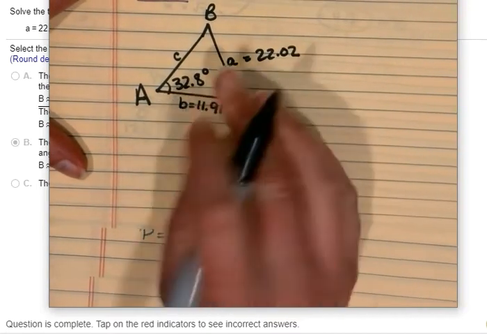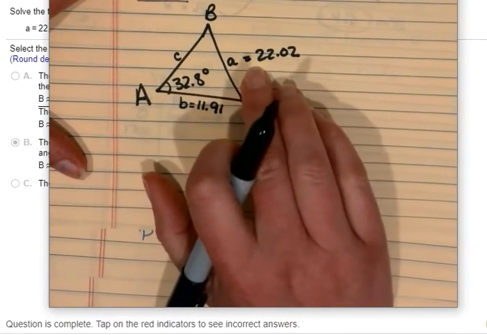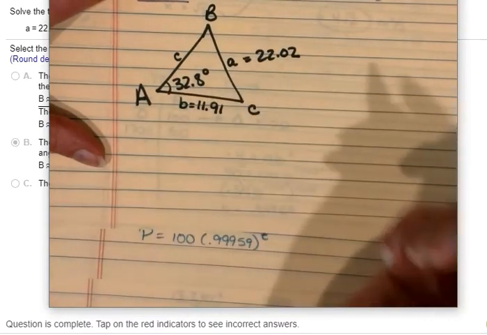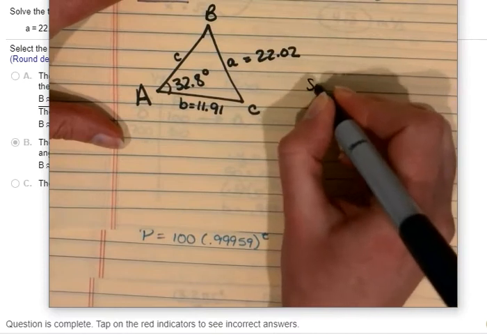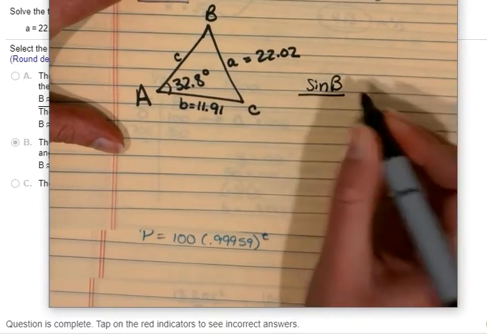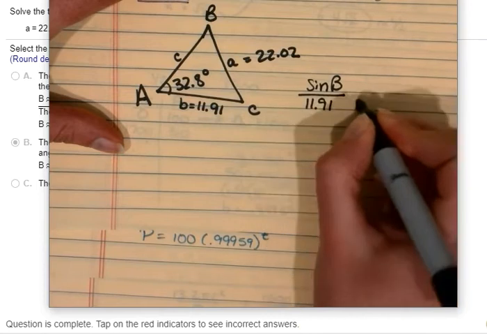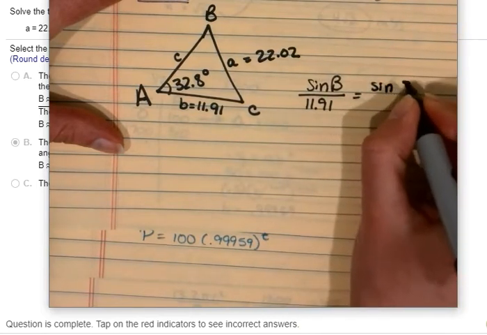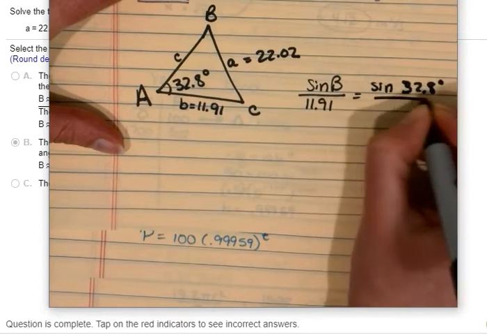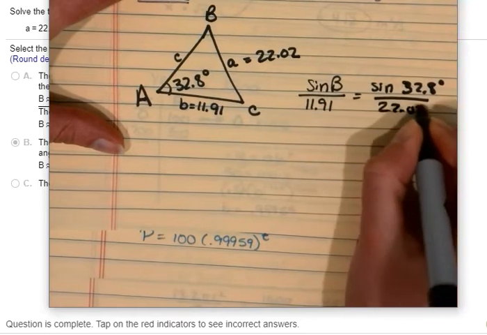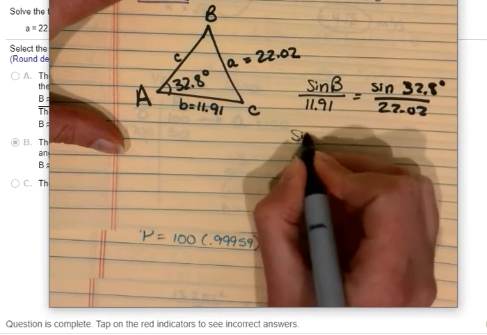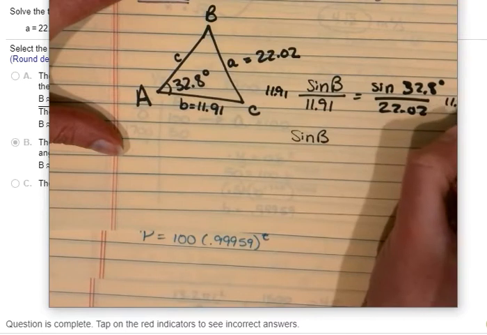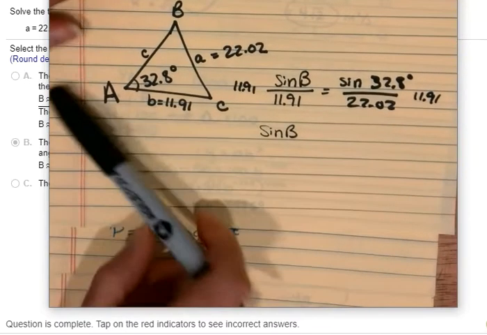I have a pair from angle A and side A, and I know side B, so that means I can find angle B first using the law of sines. So the sine of angle B over 11.91 is going to be equal to the sine of angle A, the 32.8, over the 22.02. So if we multiply the 11.91 on both sides, that should give us sine of B.